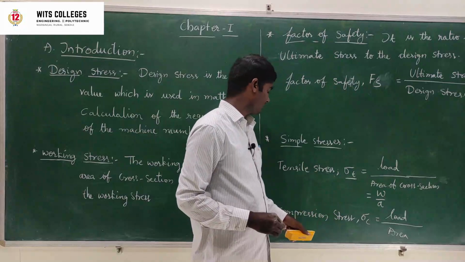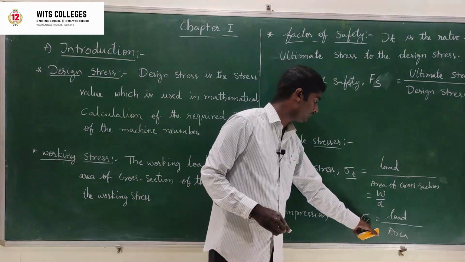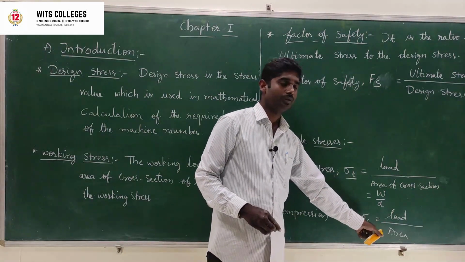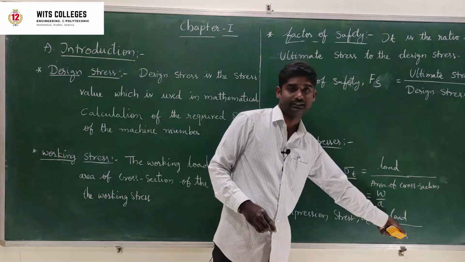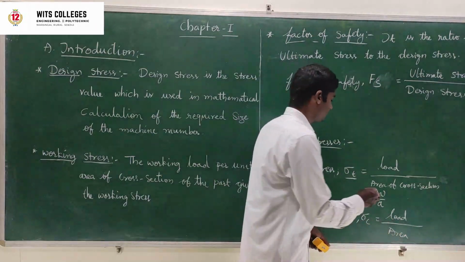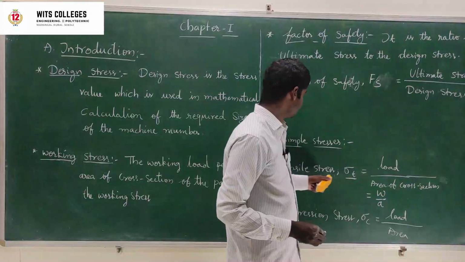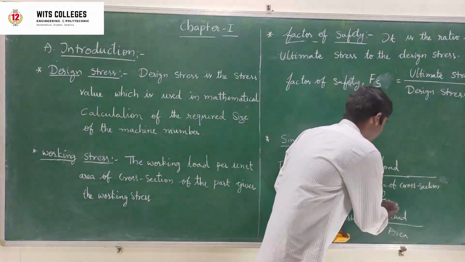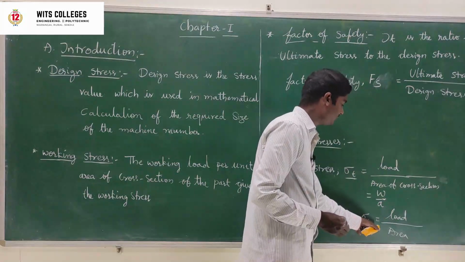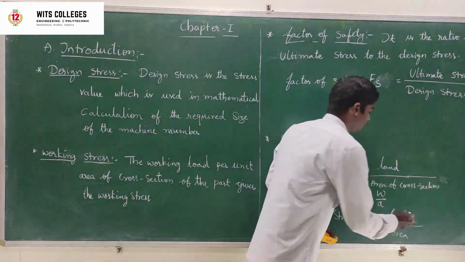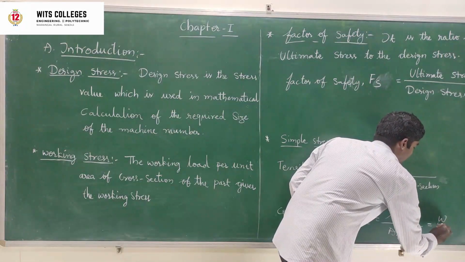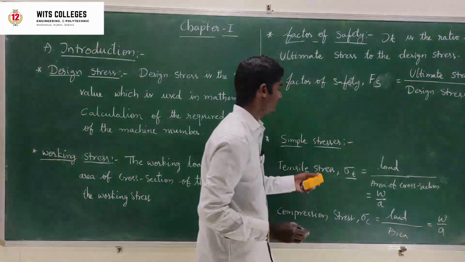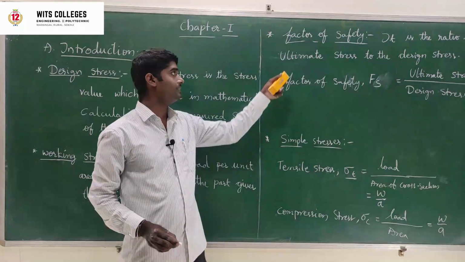Next, compressive stress. Compressive stress is denoted by sigma C. This is also load by area of cross section. In this one the load is a compression load. That's why this is also W by A. These are the simple stresses.